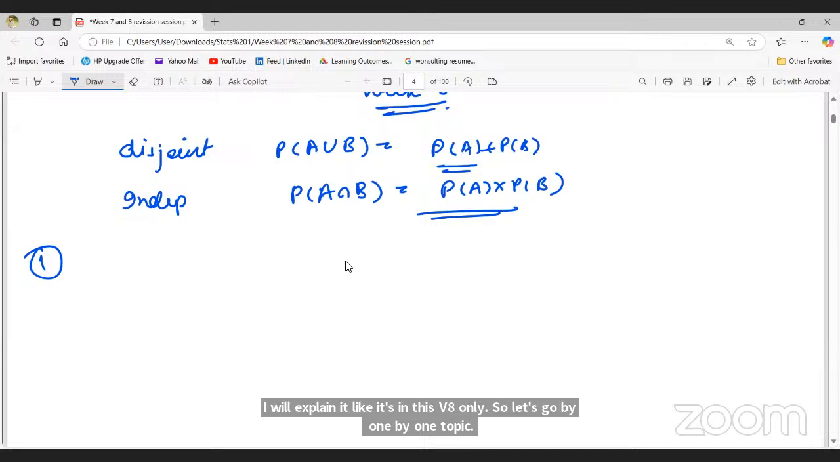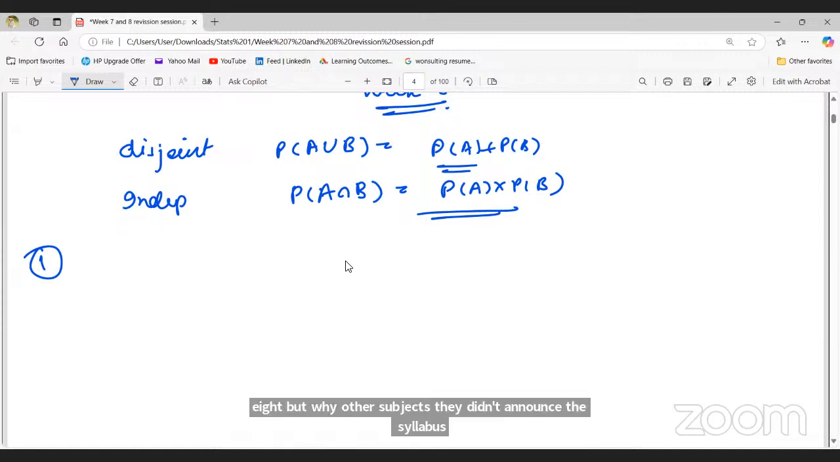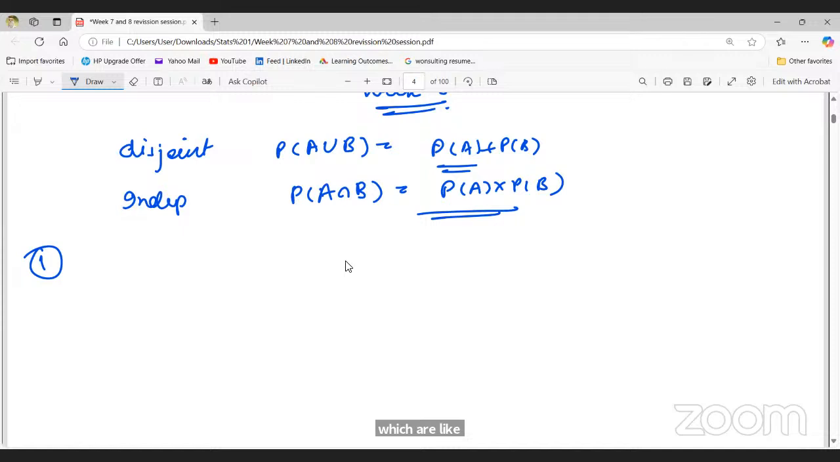I just wanted to confirm one thing, ma'am. The syllabus for the qualifier exam is week 5 to week 8, but why didn't they announce the syllabus for other subjects, like maths, English, and CT? For statistics, we got a clear email that the syllabus is from week 5 to week 8. But for the other subjects, we didn't get the syllabus, ma'am.